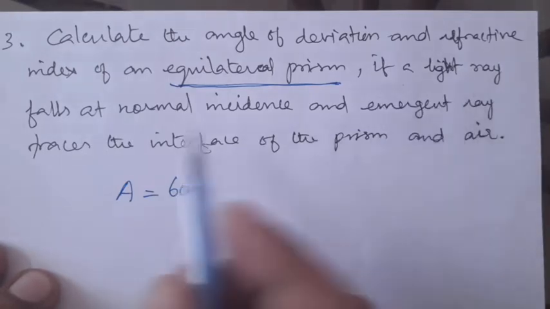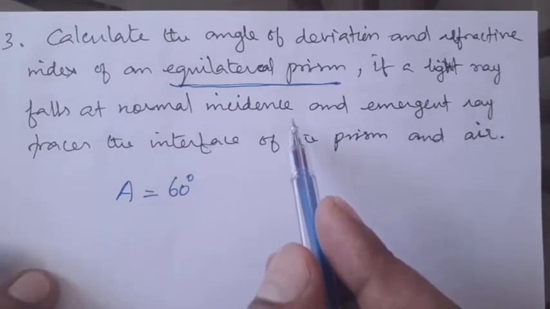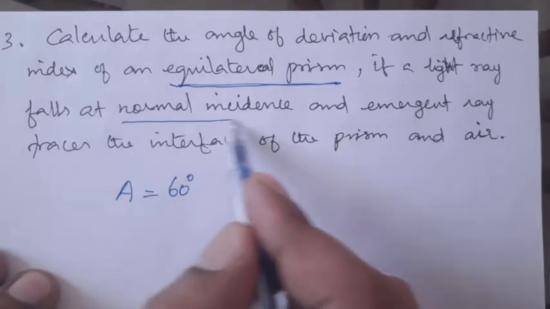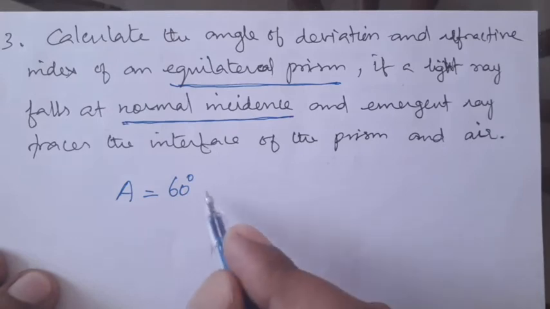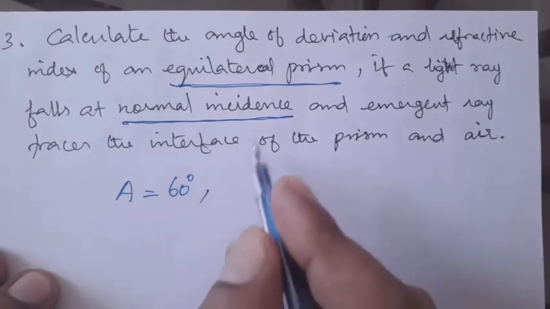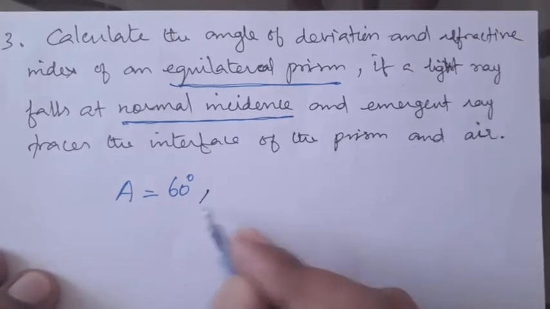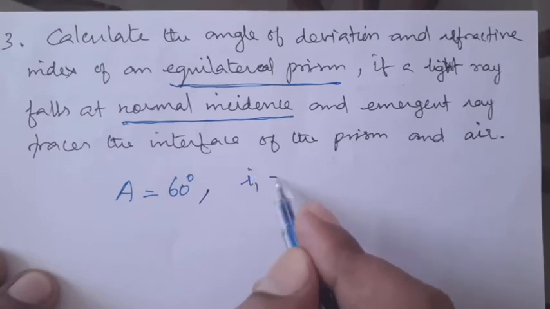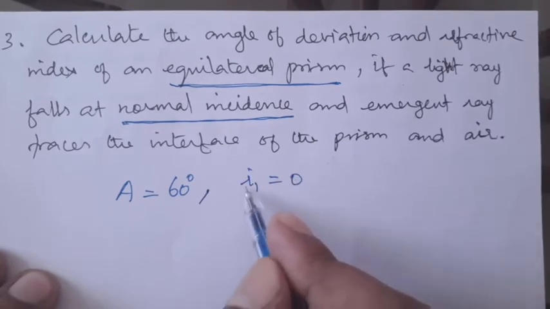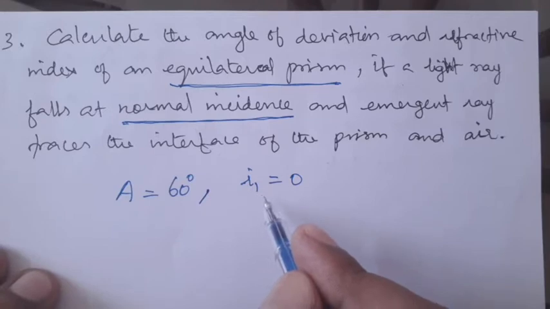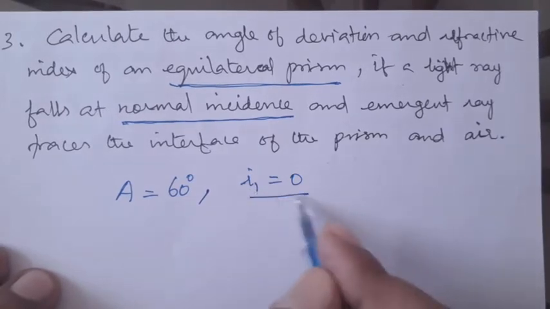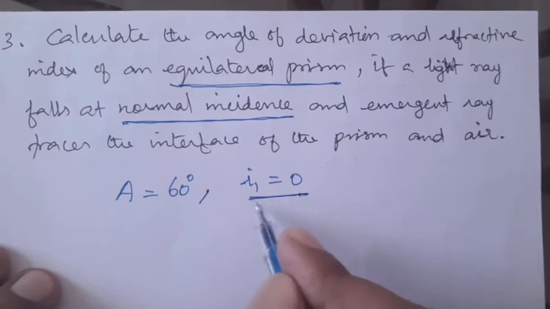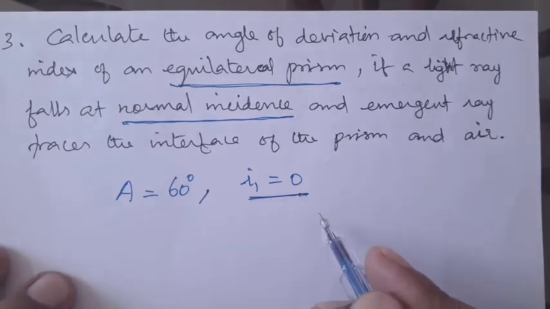If a light ray falls at normal incidence, this also gives you the meaning of normal incidence. So the angle of incidence at the entrance is I1 equal to 0, because the angle of incidence is the angle subtended by the incident ray with the normal. The ray itself falls normally, so there is no angle of incidence there. I1 is taken as 0.